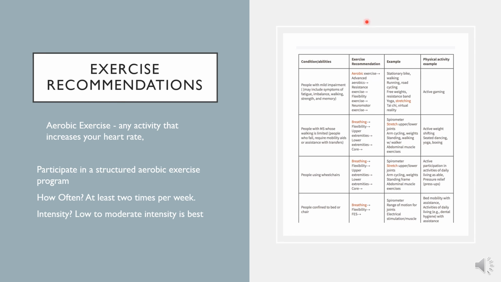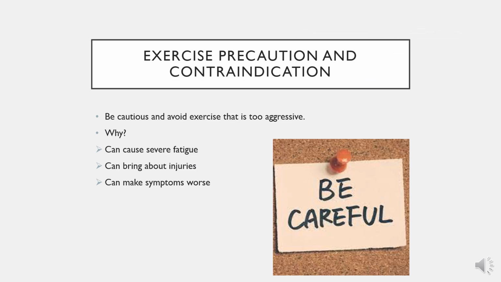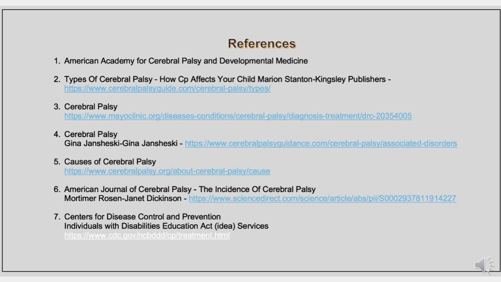Now here on the right side, we have a chart that breaks down the type of exercises that someone with MS can do depending on how severe their symptoms are. So go ahead and pause the video and take a look. Now, please remember to be careful and avoid exercise that is too aggressive because it can cause severe fatigue, it can bring about injuries, and it can make symptoms worse.